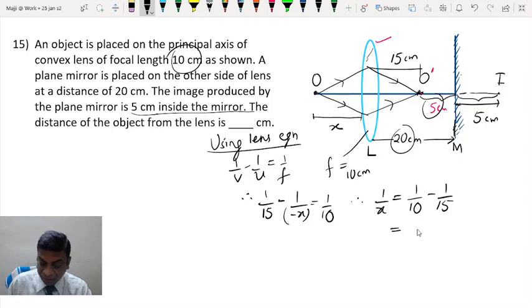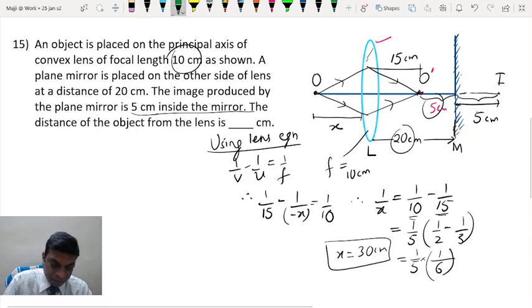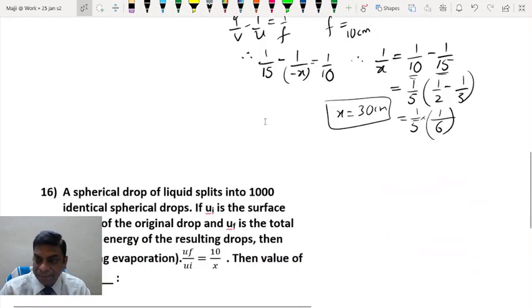You can take the LCM if you want, this way, or you can solve it this way. The way I am solving, you can take 5 common in the denominator. So we have 1 by 5 into 1 by 6. So x is equal to 30 cm. So 30 cm is the answer. Moving on to the next question.